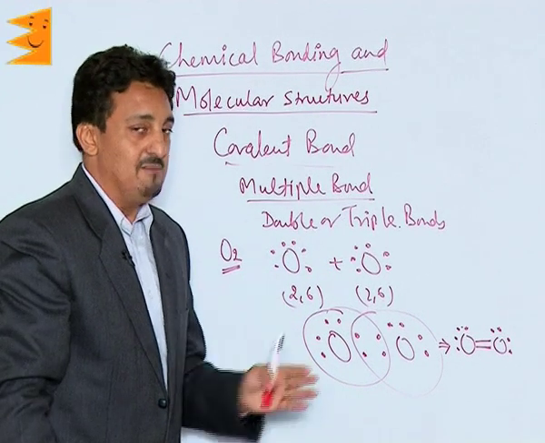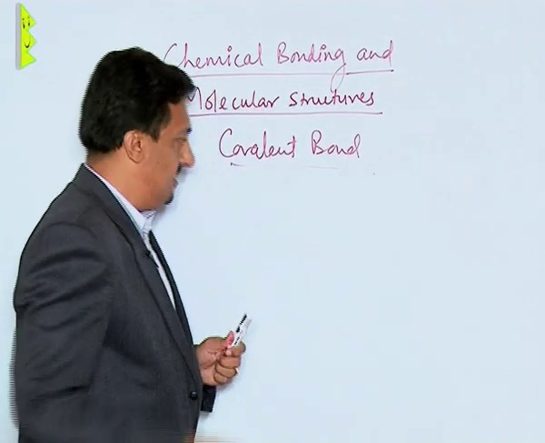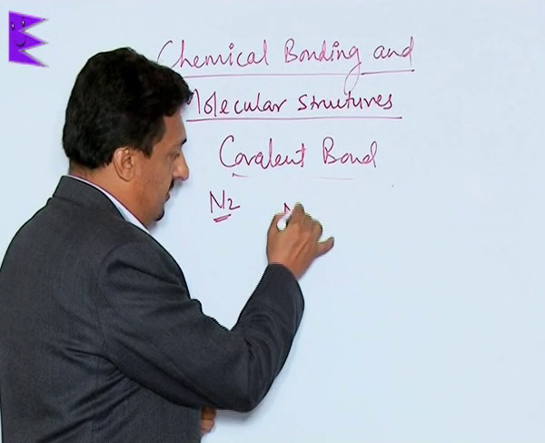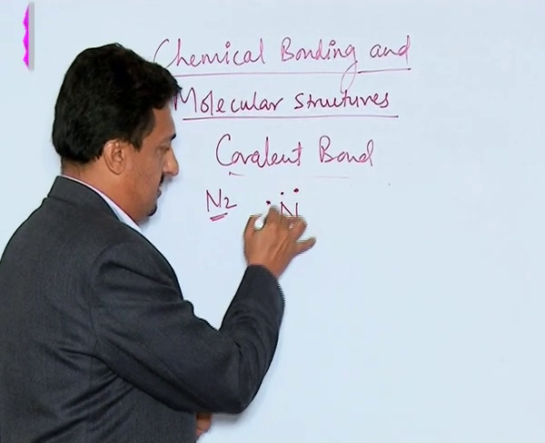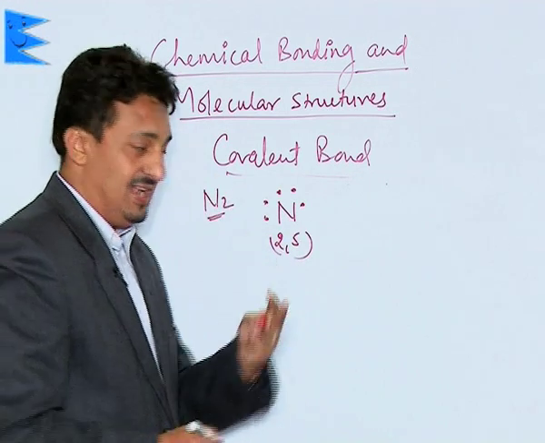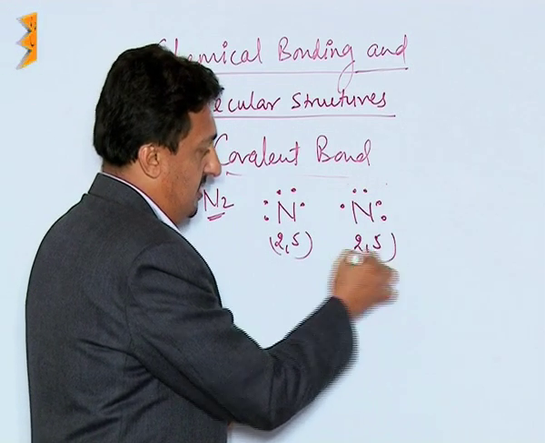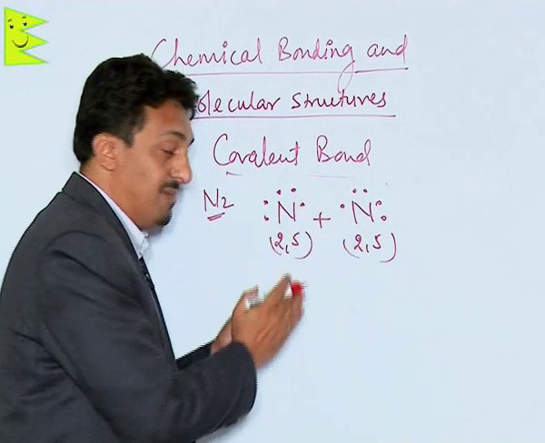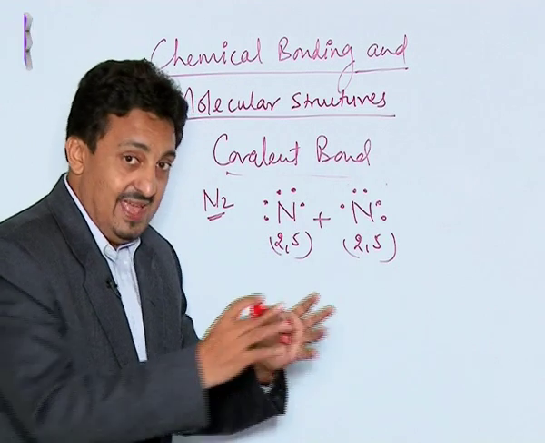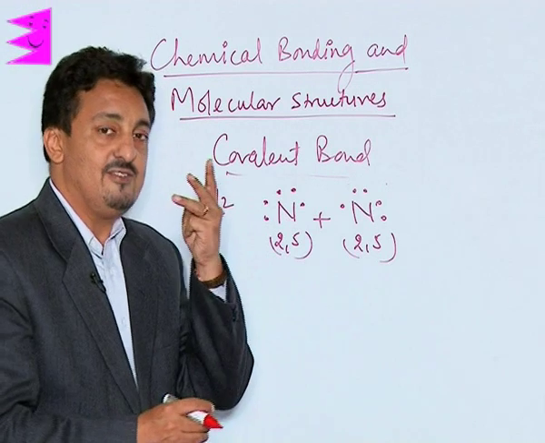Let us take an example of a triple bond. Now for the triple bond, the best example is the nitrogen molecule. We know each nitrogen has 5 valence electrons. So it is short of 3 electrons. This also is short of 3 electrons. When these 2 combine, they will not be able to complete their octet unless they share not only 1 pair, not only 2 pairs, but simultaneously 3 pairs.